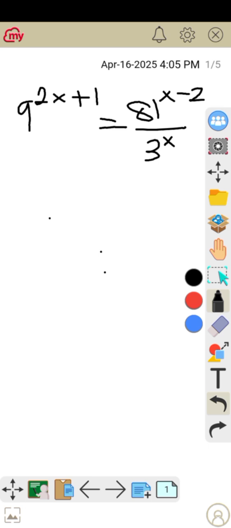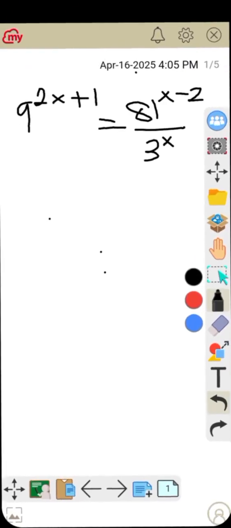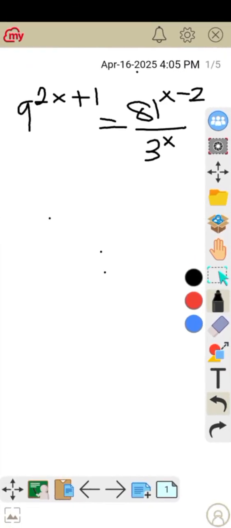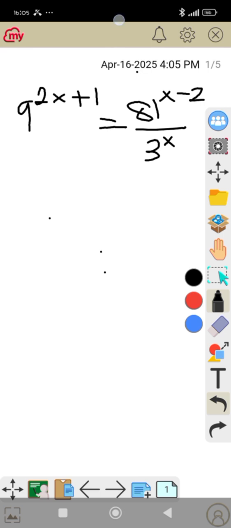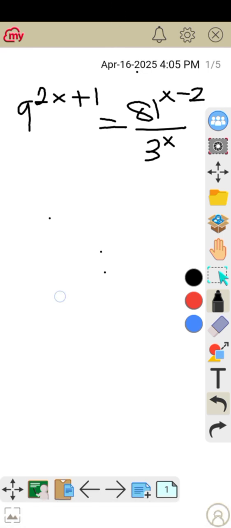Now, this is our first question. There is always a clue when a question is given. In this instance, the clue here is this. Look at 9, look at 81, and then look at 3.